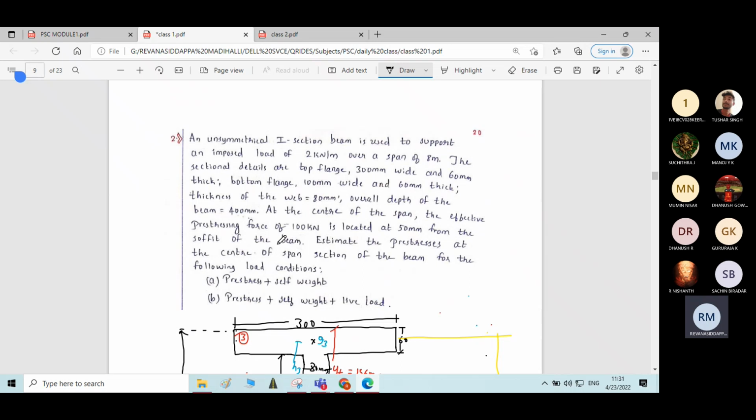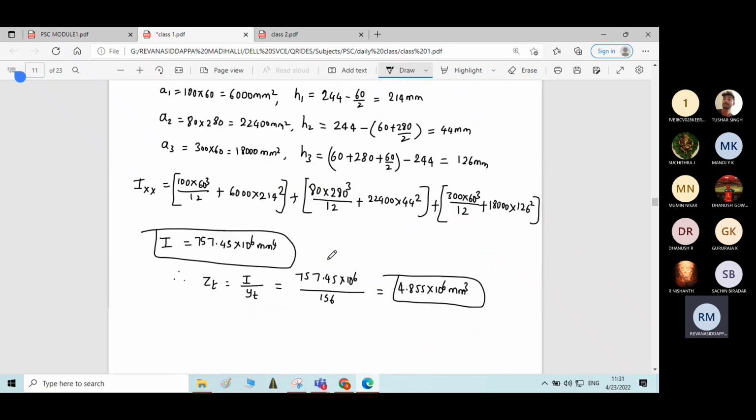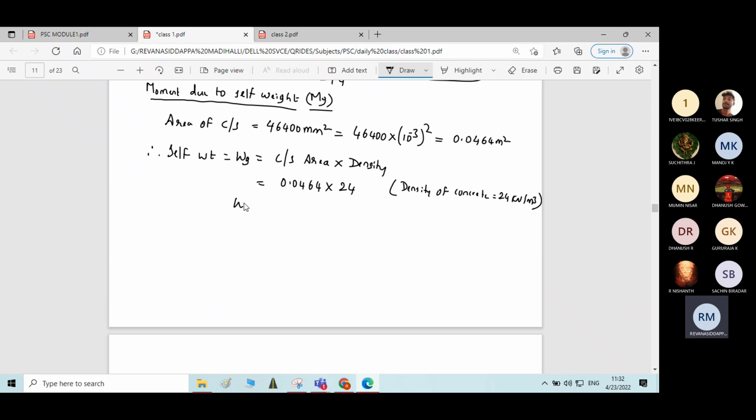Even if it is not given, you need to remember the value. I think it is not given in the problem. Yes, you need to remember it, it is a standard value. The density of the concrete is 24 kilonewton per meter cube. Here I am writing in the bracket, density of concrete 24 kilonewton per meter cube. So what is the answer that you get? Wg is equal to, if you calculate, you will get 1.12 kilonewton per meter.